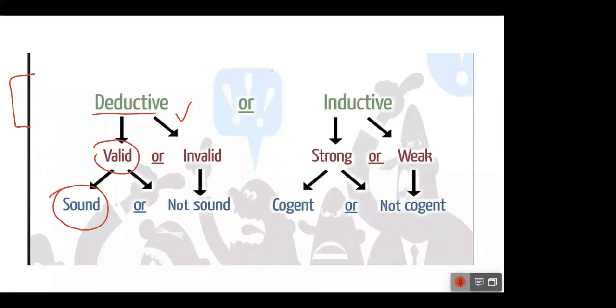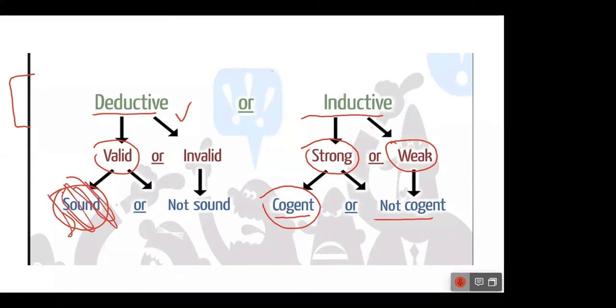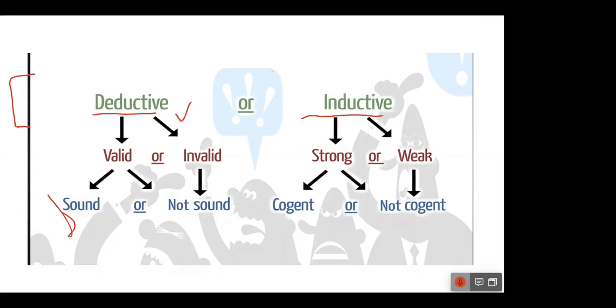Now, with an inductive argument, we don't use the words valid or sound. We talk about whether it's strong or weak. And then if it's strong, we say whether it's more likely, does it make sense? And I'll give examples of that. But those are the major differences between these two types of arguments.